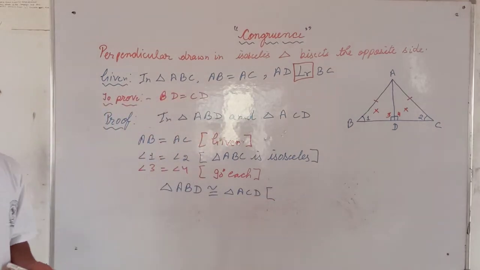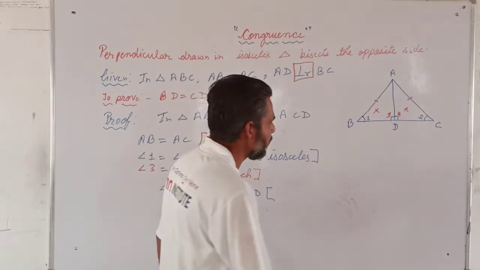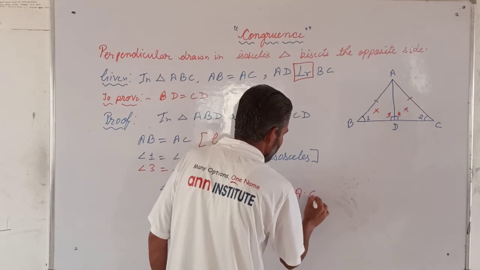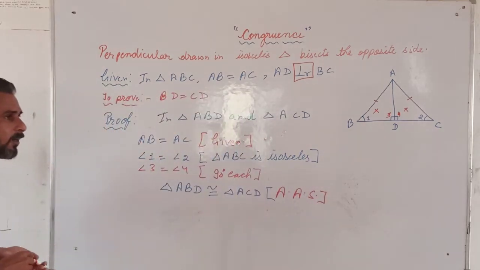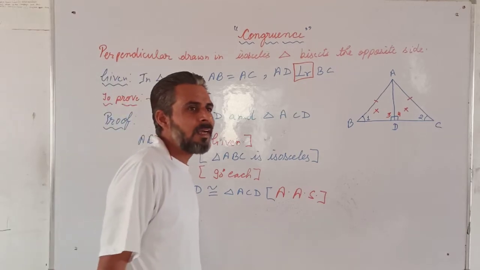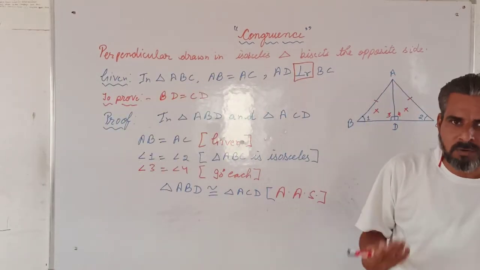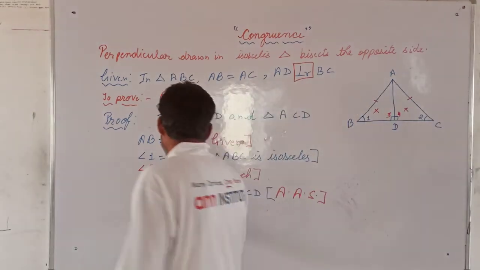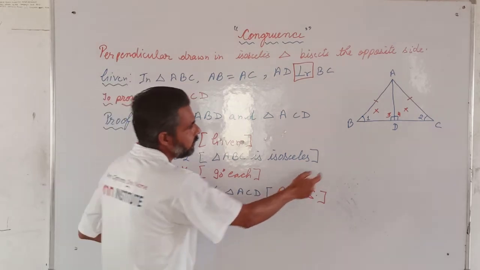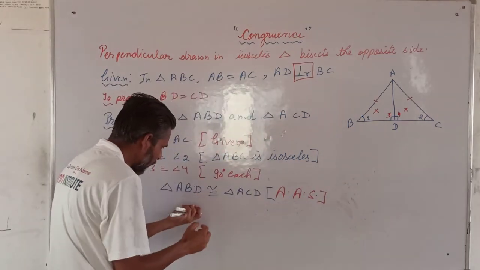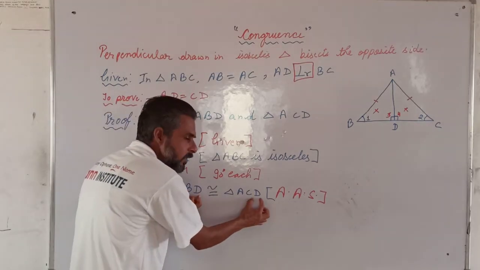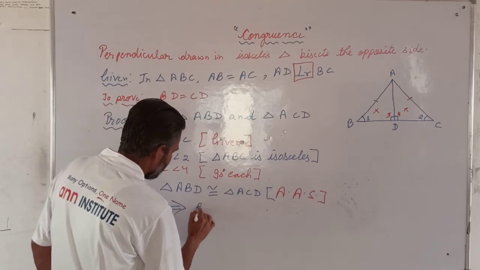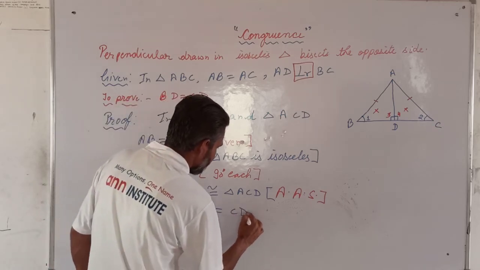Now the main part comes. What is the criteria? Which criteria are we using here? Angle, side, angle, side. Yesterday I told you one more term, CPCT. I told you that if we prove the triangles congruent, then their corresponding parts will also be equal. So here, if these two triangles are congruent, then BD will be equal to CD. It implies BD is equal to CD.